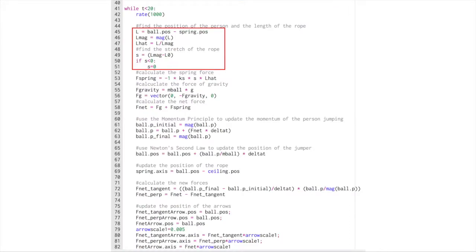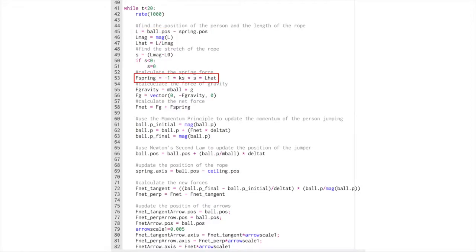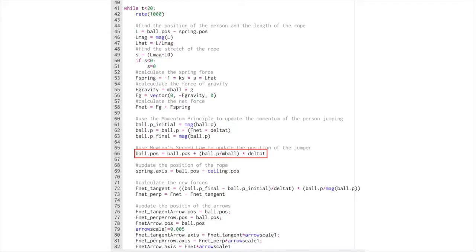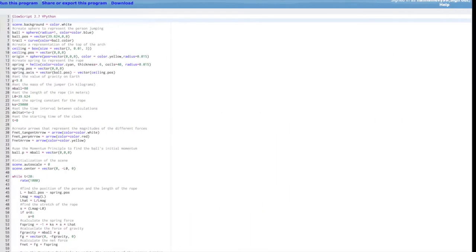Then I went into a while loop. I first found the position of the person and the length of the rope. Next, I calculated the stretch of the rope. I entered the spring force and the gravitational force in order to calculate the net force based upon Newton's second law. I then updated the person's momentum and position. This is what the code looks like once it's run.